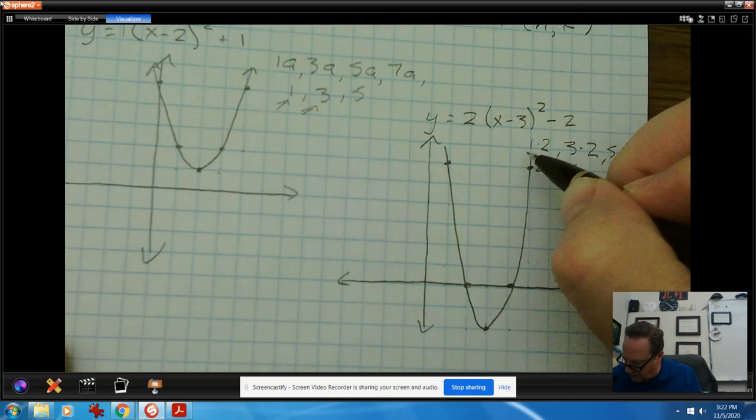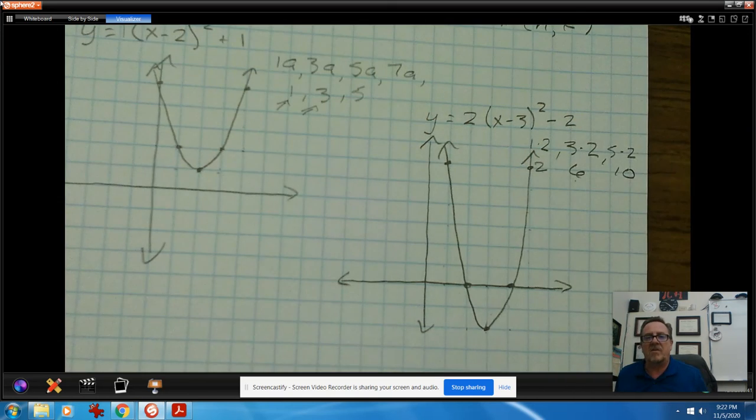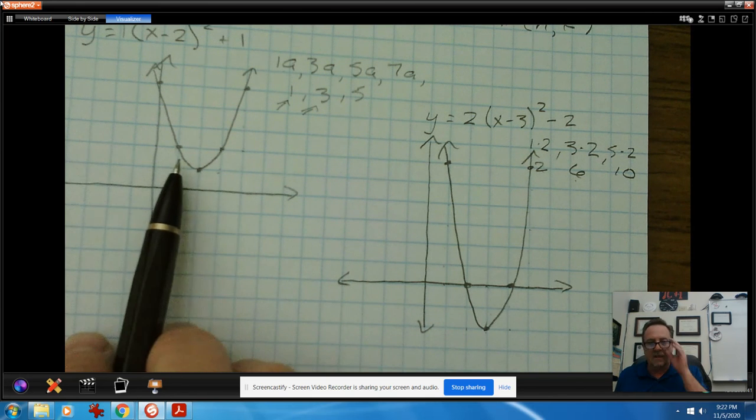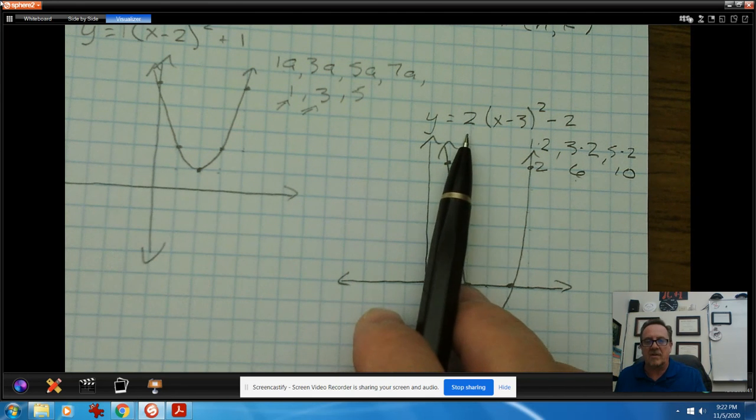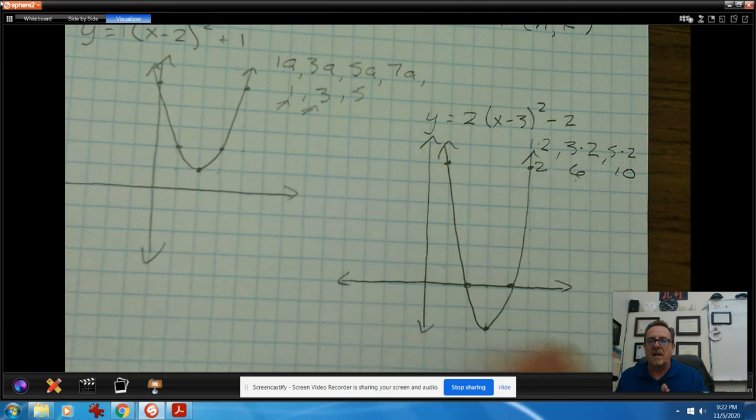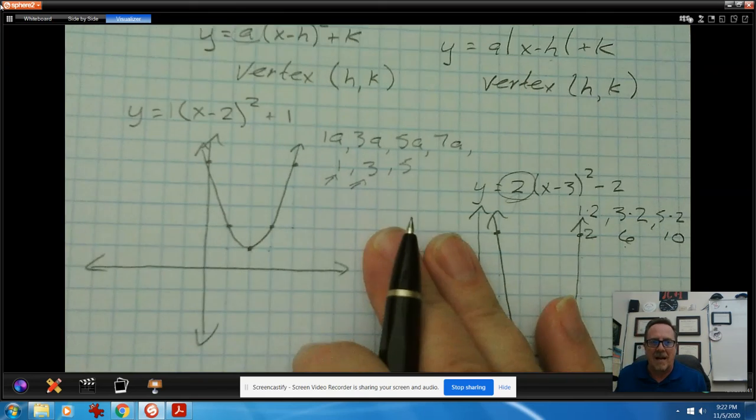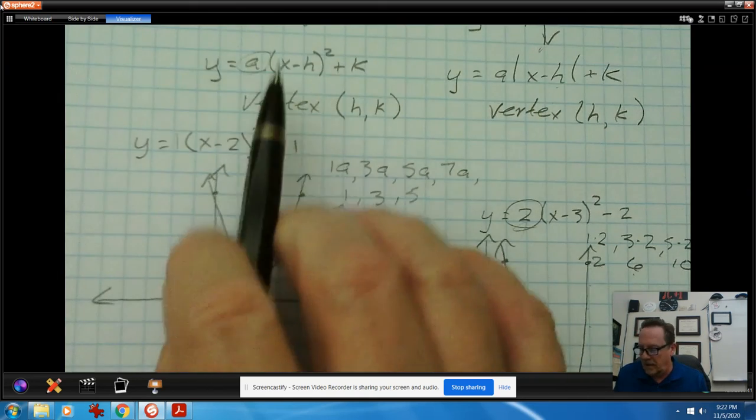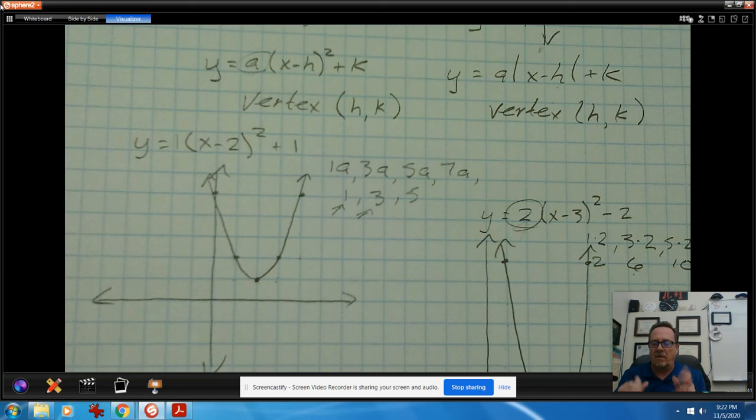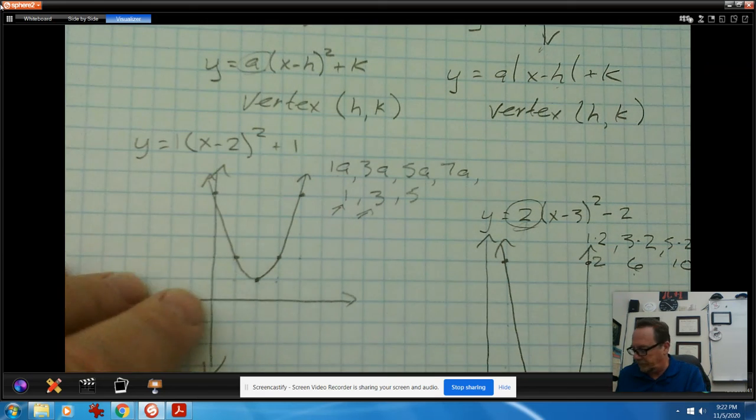Notice that my U is skinnier here than what it was over here. In fact, it's twice as skinny because this number tells us that it's going to get narrower the bigger that number is. I can also make it wider by doing a fraction like 1/2 or 1/3. And so this number that's taking the place of my A is going to tell me just how wide or narrow the parabola is when I graph it.